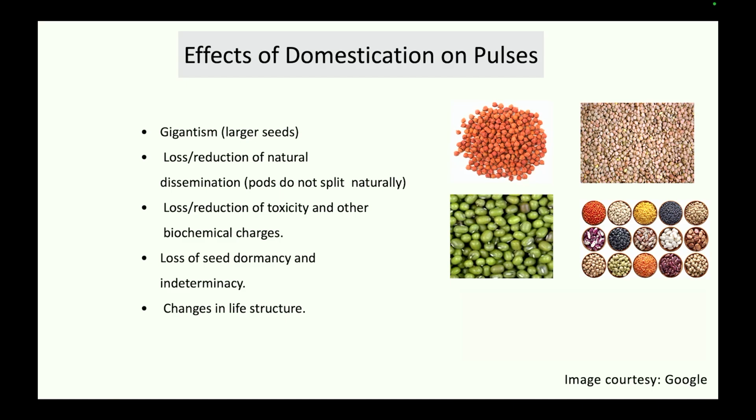So, these are the basic points which indicate the change of pulses through the domestication process. This evidence is very important to understand the Harappan cultivation system in the entire northwest region.